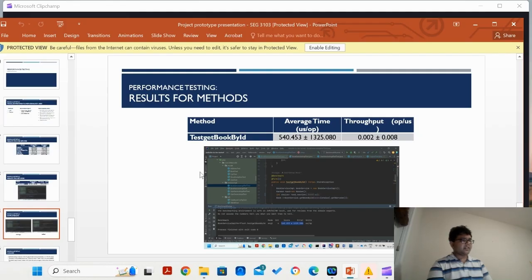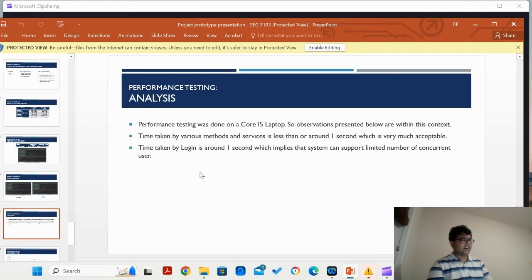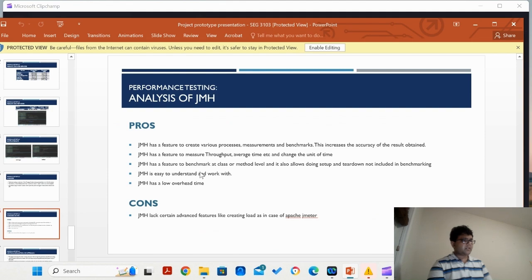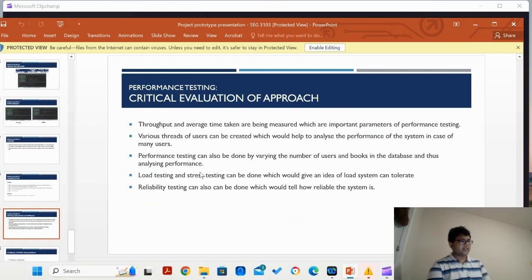So this is the result of performance testing. JMH, I would say, has low overhead time. Therefore, it can be used to do benchmarking at a method or class level. It is easy to understand and work with. It can measure important metrics like throughput and average time. It can lack advanced features such as creating load, like in Apache JMeter.